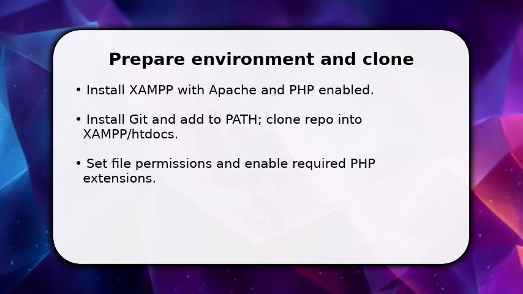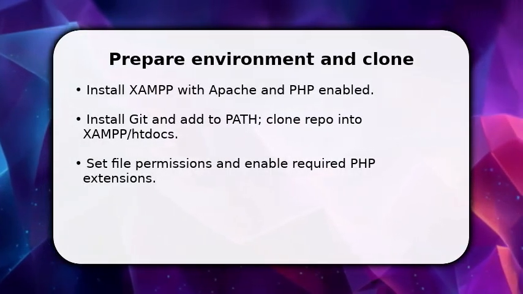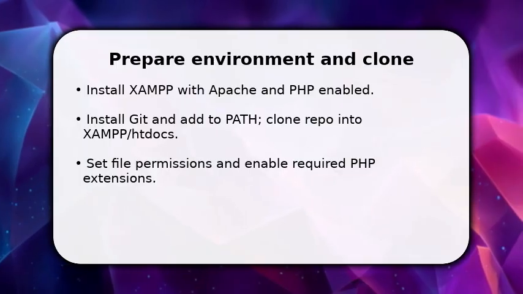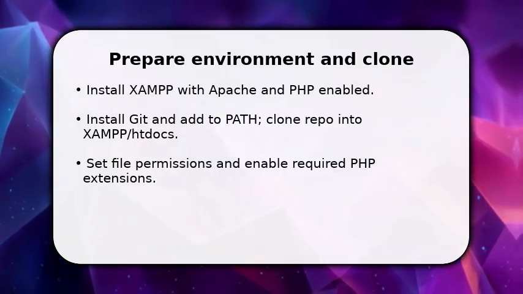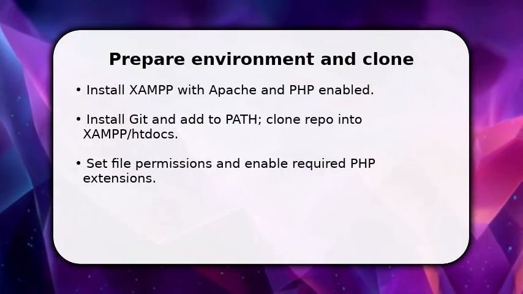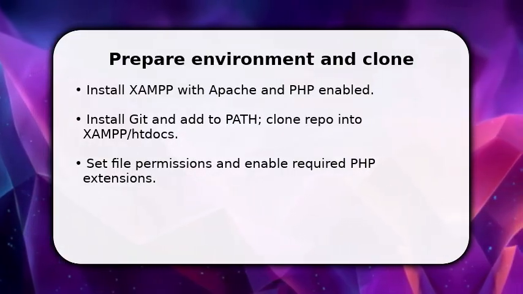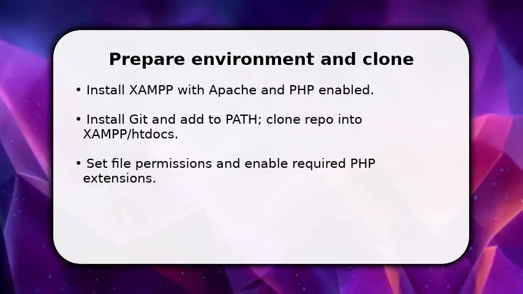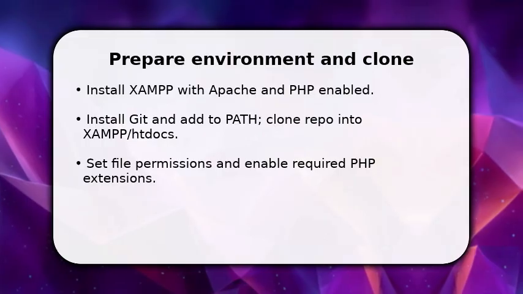You start by making your environment consistent. Install Xampp and confirm Apache and PHP services can run. Once done, install Git and add it to your path so you can clone quickly. Next, open a terminal, navigate to your Xampp/htdocs folder, and git clone the repository into a new project directory.